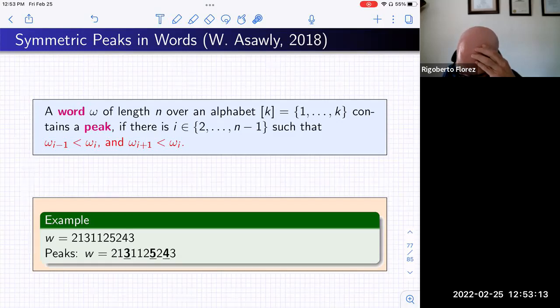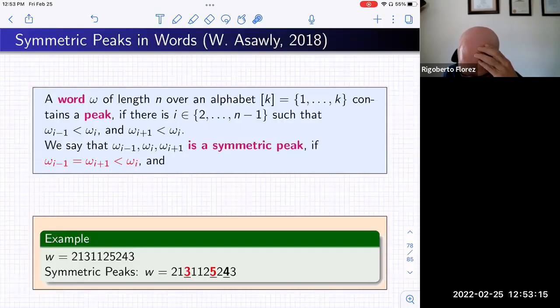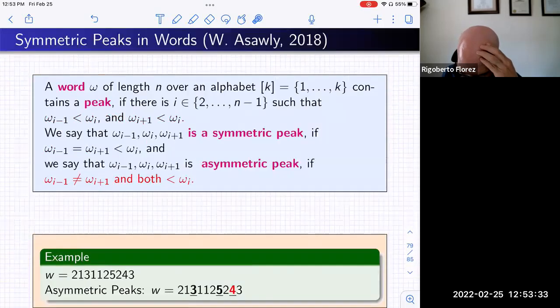But she went further than that, and she said, okay, this is symmetric if the two are the same. So this is symmetric because these two are the same. This is symmetric because these two are the same. But this is not symmetric because these two are not the same. So here she calls this one a symmetric peak.